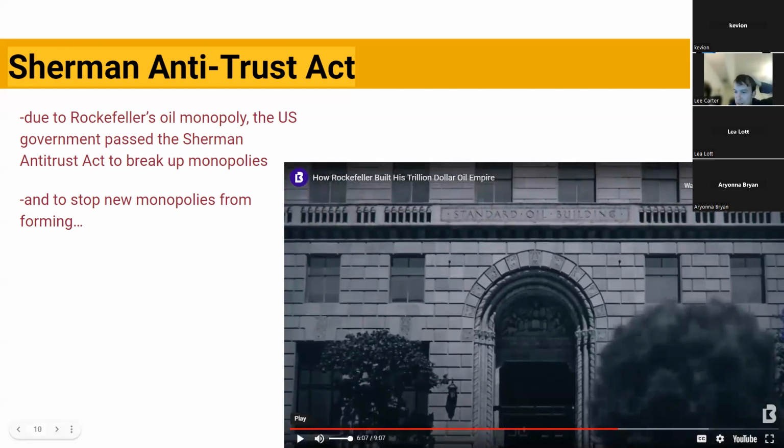Think about the Rockefeller Center and stuff like that in New York, right? So that's kind of the connection back to there. But he's actually from Cleveland.